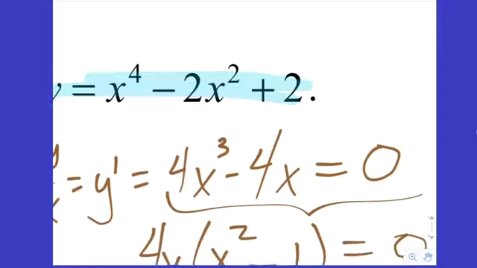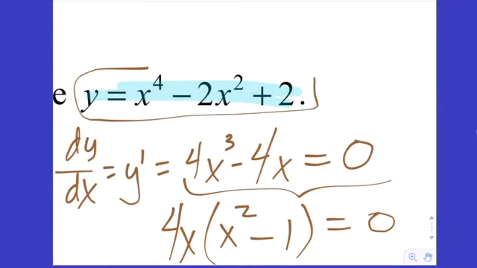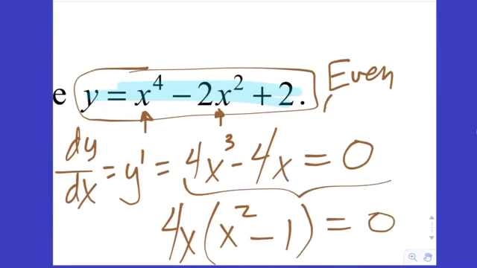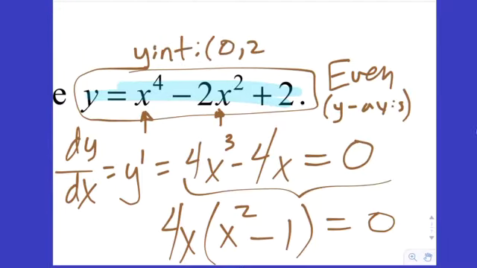So what this thing is going to look like, let's see. Is this function even, odd, or neither? Let's just talk about the function a little bit. It's an even function because when you replace both x's with negative x's, you get the exact same thing. So an even function has what type of symmetry? Y-axis symmetry. What's the y-intercept of this function? 2, right? It's the point 0, 2.